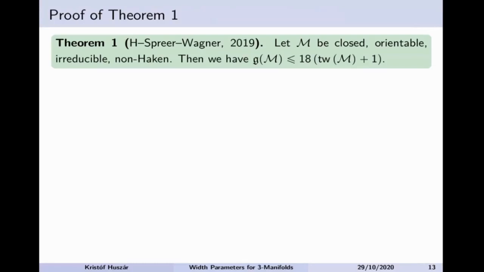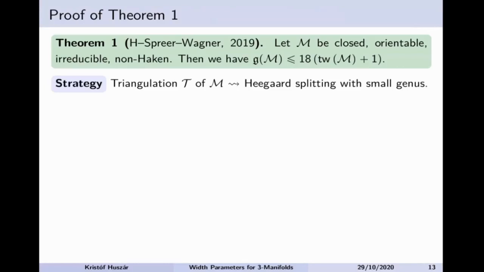So the proof of theorem 1, how does it go? Let me briefly recall the theorem. What we have is a closed, orientable, irreducible, and non-Haken three-manifold. And we would like to show that the treewidth of this manifold gives an upper bound on its Heegaard genus. So the heart of the proof is a procedure that takes a triangulation as an input and converts it into a Heegaard splitting with small genus, in a way where the genus of the splitting is controlled by the treewidth of the triangulation we start with.